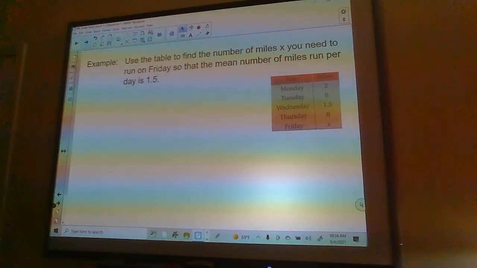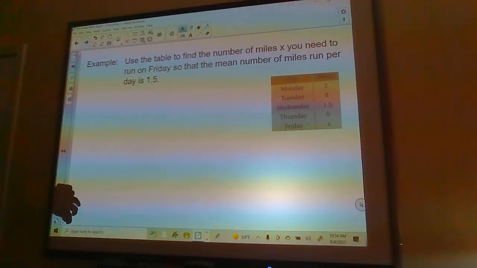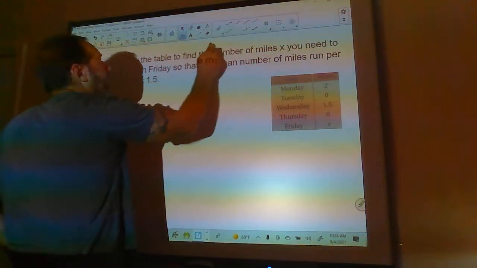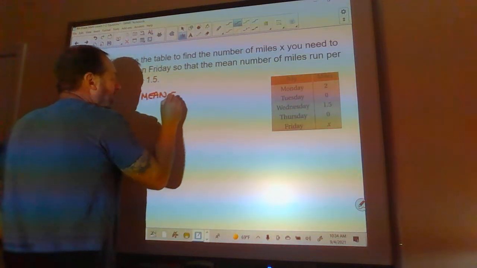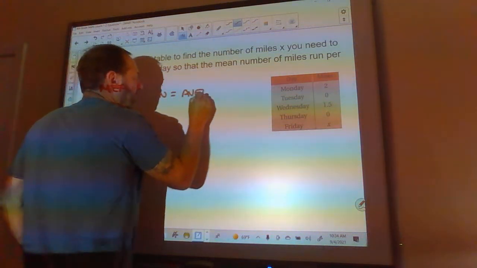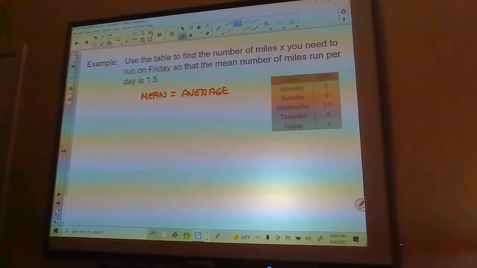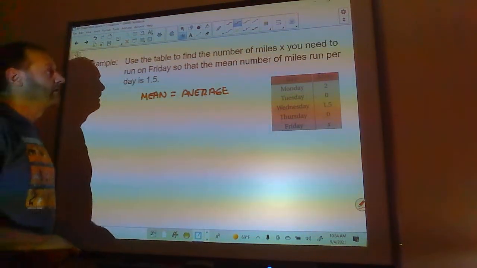So use the table to find the number of miles x you need to run on Friday so that the mean number of miles per day is 1.5. So remember what the mean is. The mean is the average, right? Remember, the word is mean equals average. Okay, so how do you find the average? You add them all up and you divide by however many there are.